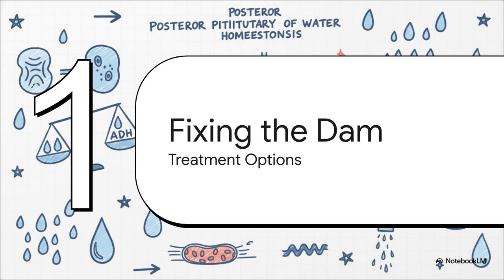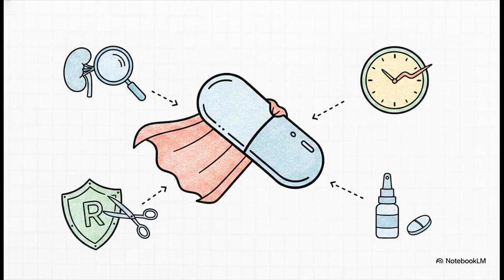Fixing the dam, treatment options. Let's get into it. Once we've nailed down the diagnosis, we've got to fix that dam. For central DI, our go-to is DDAVP, also known as desmopressin. An incredibly easy way to remember how this works is the mnemonic V2 selector. DDAVP is V2 selective, meaning it exclusively acts on the kidneys, totally ignoring the blood vessels.